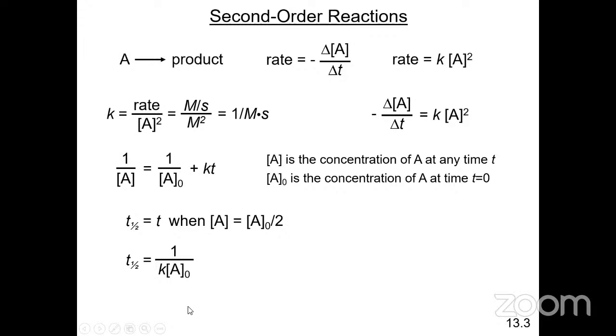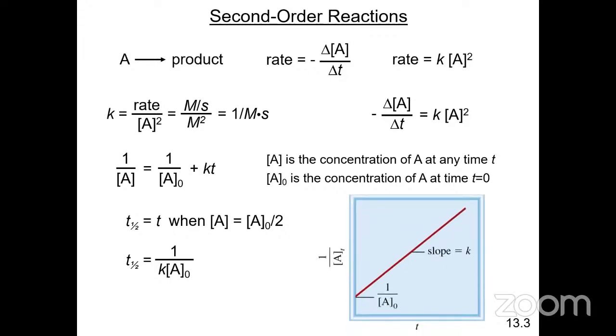And again, as in the case of the zero order reaction, the half-life is dependent on the initial concentration of A, right? So the first order reaction is unique in this sense, in the sense that in the case of the first order reaction, the half-life is not dependent on any variable whatsoever. But in the case of the zero order and the second order reaction, the half-life is dependent on the initial concentration of A.